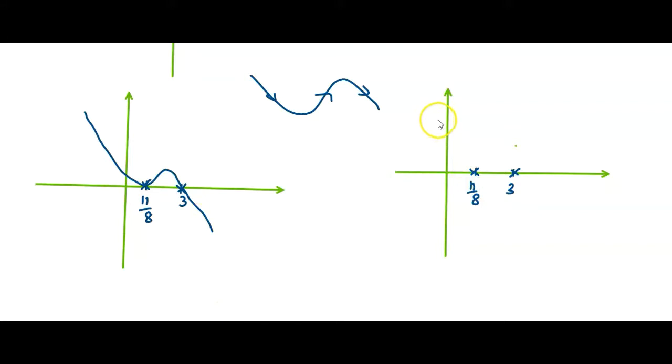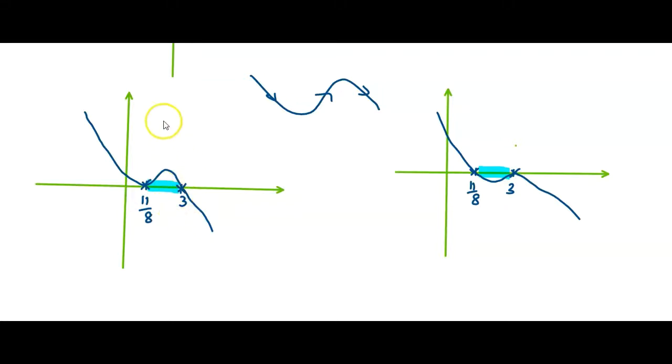Or the second case might cut through the 11 over 8 and then go up again, touching the 3 and then go down. All right, so you must make sure which case is actually happening. The difference between these two graphs is the shape of the graph between the 11 over 8 and 3. So now it's very simple.